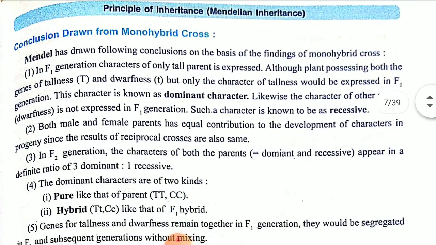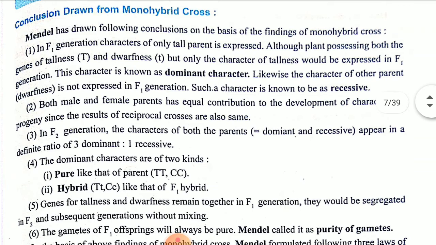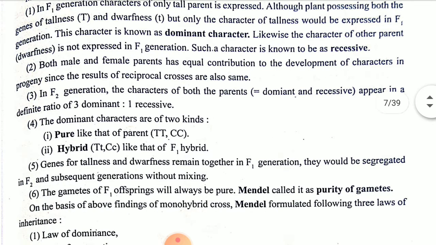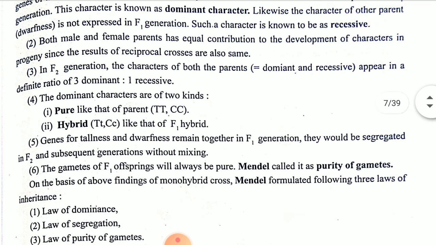Then children, the conclusion Mendel gave about the monohybrid cross was that there are two types of dominant character: one is the pure line, another is the hybrid one. The F1 generation always shows the dominant character, and the recessive character is present in F1 but does not express itself. It is expressed in the F2 generation. Both the male and female parents show equal contribution. In the F2 generation, the offspring always show the dominant, the recessive, along with the hybrid one.